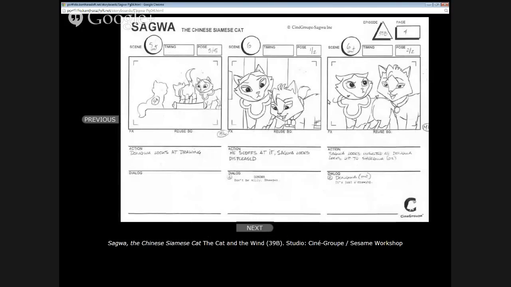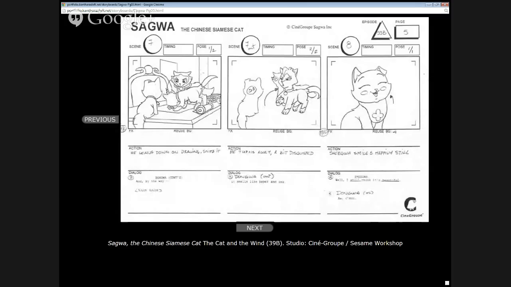So, you've got the axis again between Shigwa and Sagwa. Dongwa is in between them. So you've got Dongwa replying to Shigwa. We're establishing again where everybody is in relationship.